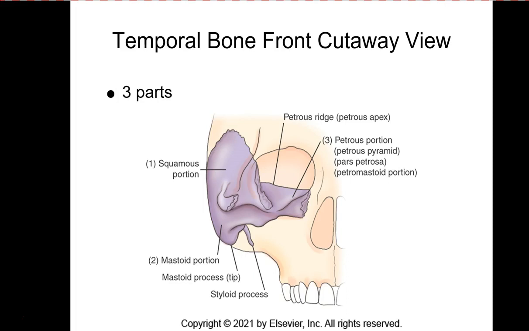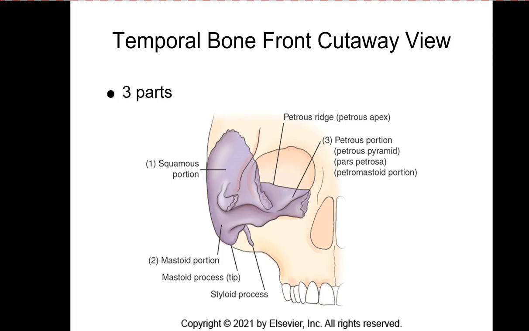The third portion of the temporal bone, and one that is very important for us for positioning, is the petrous pyramids, or the petrous portion of the temporal bone. And this is located posterior to our orbits. The petrous portion houses the organs of hearing and equilibrium, and it also contains more mastoid air cells. And again, we'll talk about that again later.